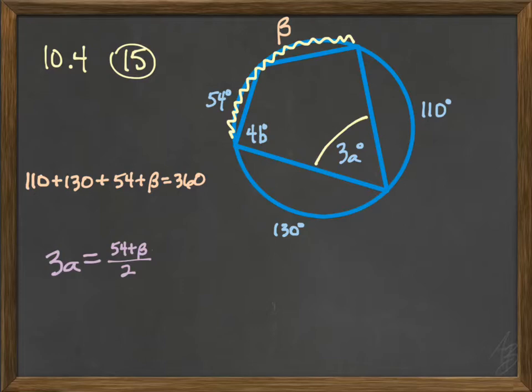which is the intercepted arc. Solving for b would be a very similar process, except that our intercepted arc now would be the part of the circle inside of this angle, which would be that arc.